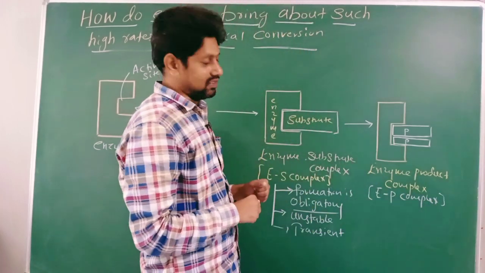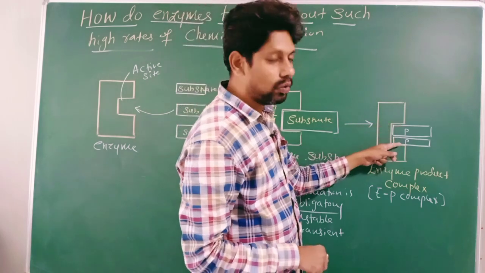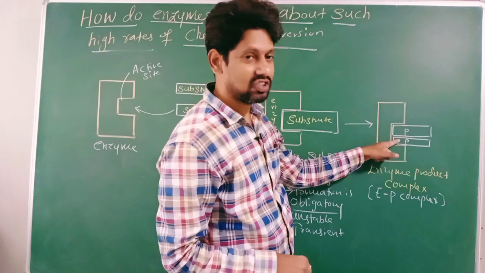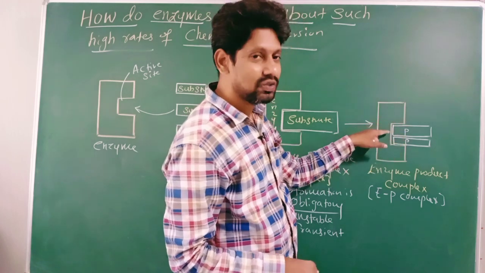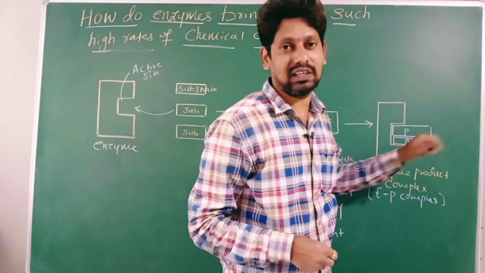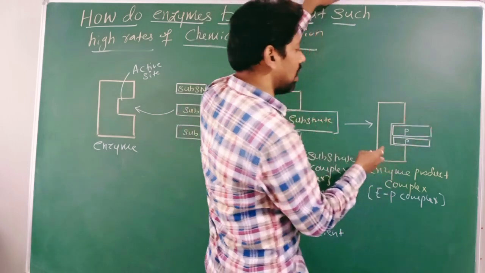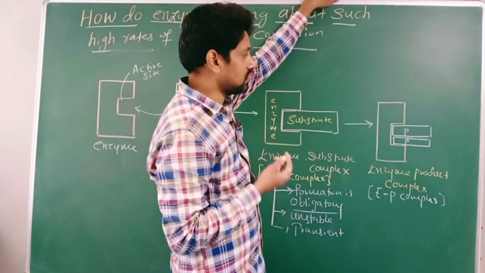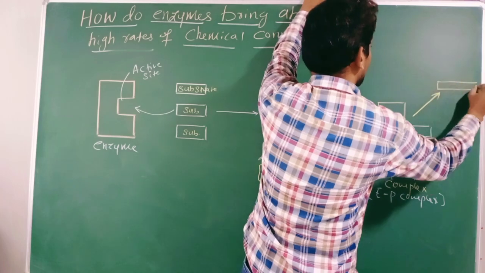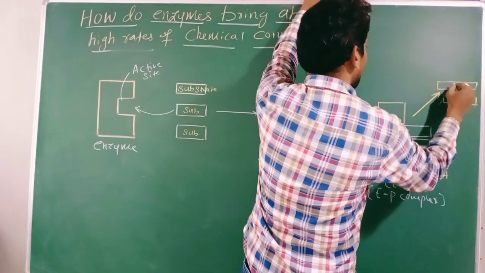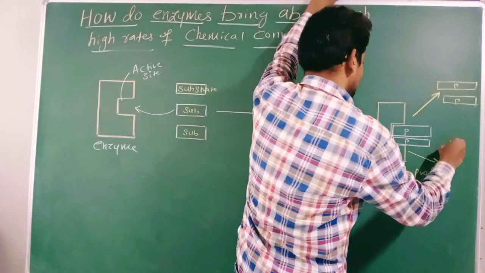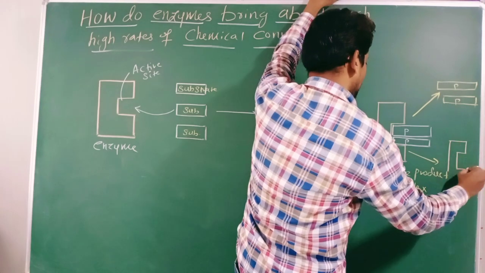Now slowly this product comes out of the active site of the enzyme, because its structure is different. Product structure is different, so the active site cannot bind the product. So this product comes out of the active site of an enzyme. Once the product comes out, what becomes free? Enzyme molecule becomes free.